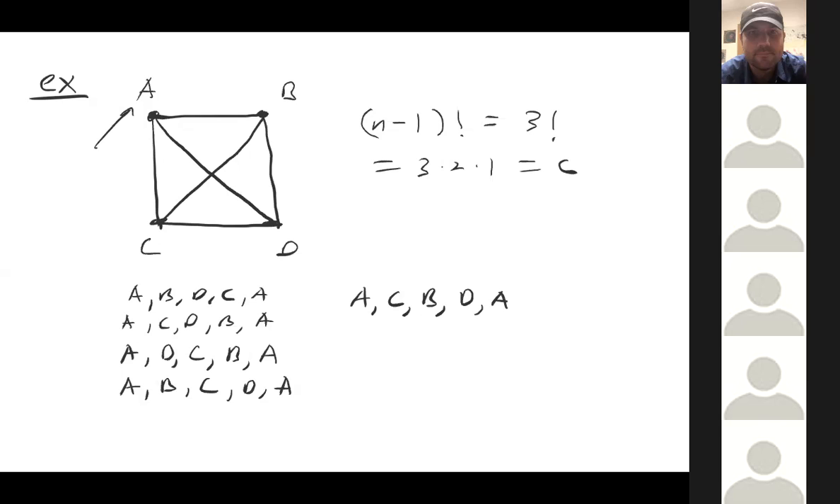And the last one is, I think I could go A across down to D, up to B, down to C, back up to A. I think I got them all. No repeats there.